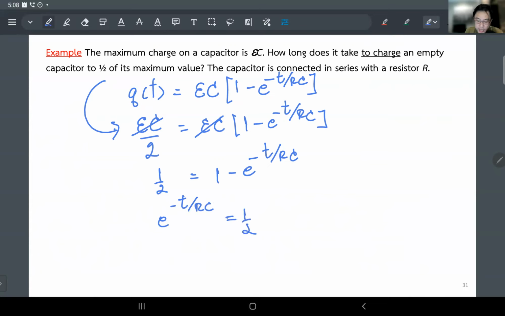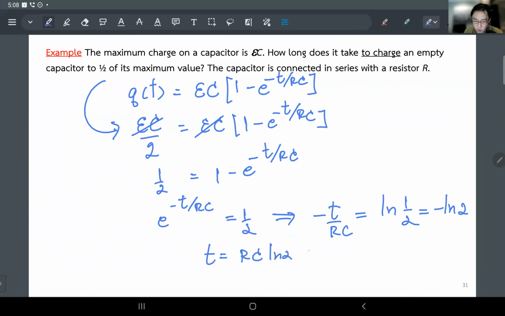Cool. So take log on both sides. So negative t over RC is log 1/2. But log of 1/2 is negative log 2. That's cool. It starts to look familiar, I guess. And then now your t is just RC log 2. And you are done. Okay. You've probably seen a log 2 with RC somewhere.